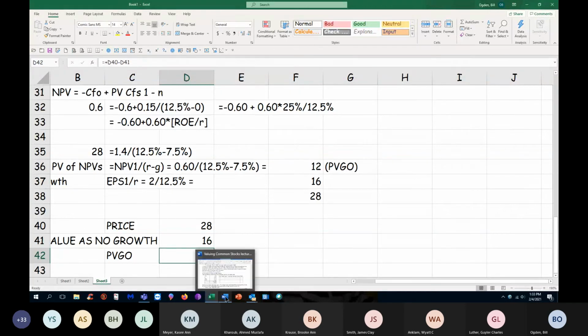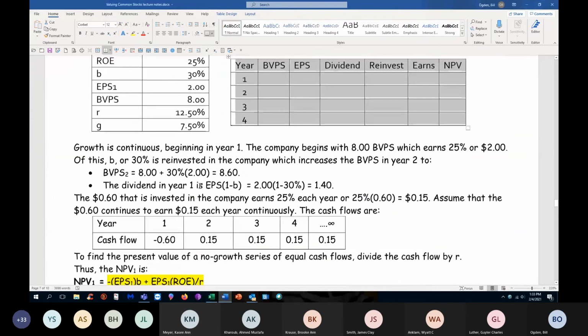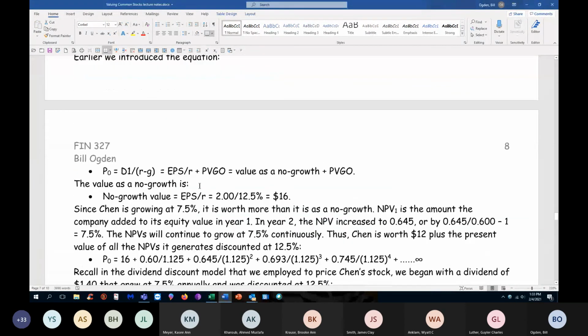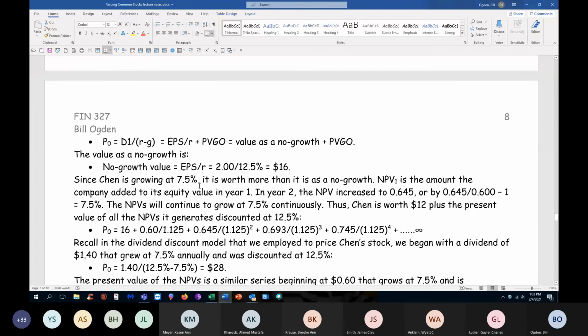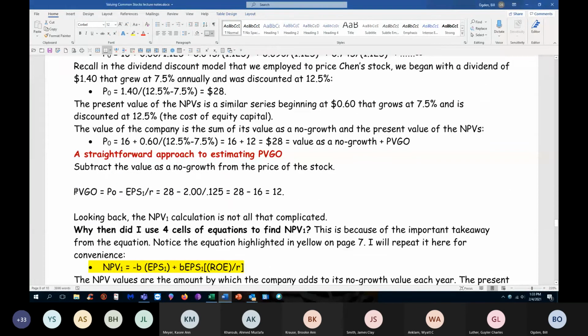Okay, then one more little thing I have in the notes, and I'll go back to that since I have it in the notes. We did all this. Okay, and this is what I just did. So PVGO is basically the difference between the price as a growing company minus the price as a no-growth company. All right, and so we just did that.